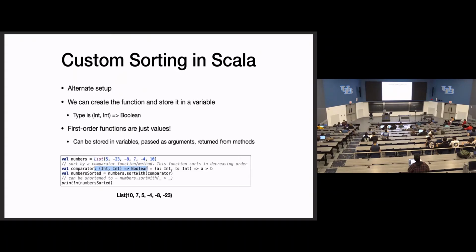I could skip this as well, because Scala will look at this and say, well, you gave me a function that takes 2 ints and resolves to a Boolean. So Scala will infer that as well. So if you don't have this type here, you'll get away with that as well.